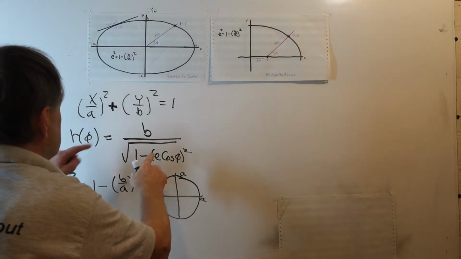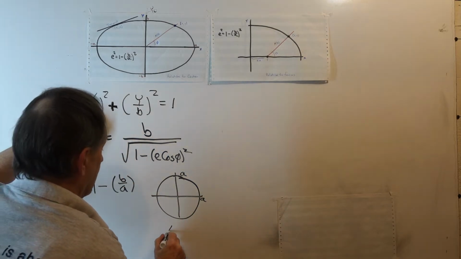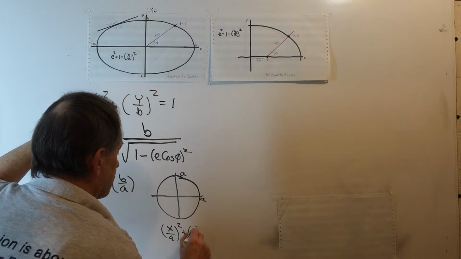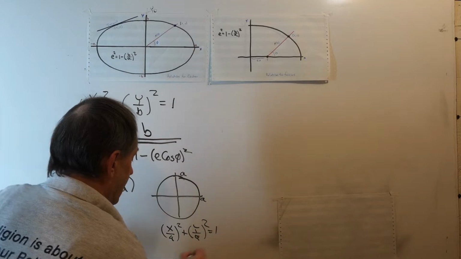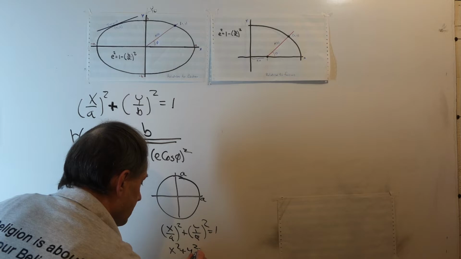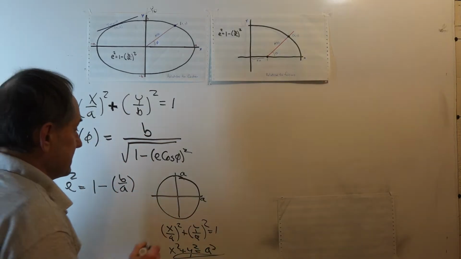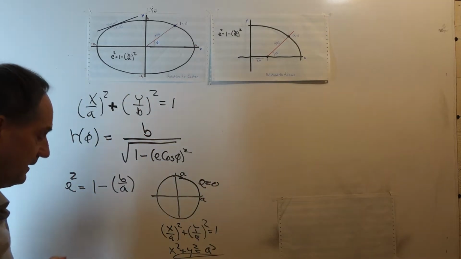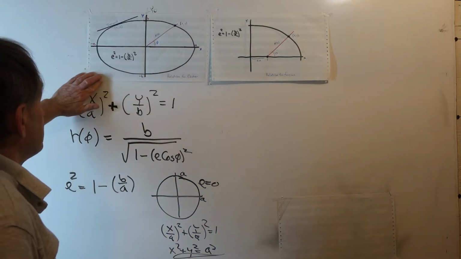So in that case, if b is equal to a, we end up with x squared over a squared plus y squared over a squared is equal to 1, or we multiply through by a squared, we have x squared plus y squared equals a squared. That's the equation of a circle. So the eccentricity for a circle is 0. A circle is a very special case of a general ellipse.